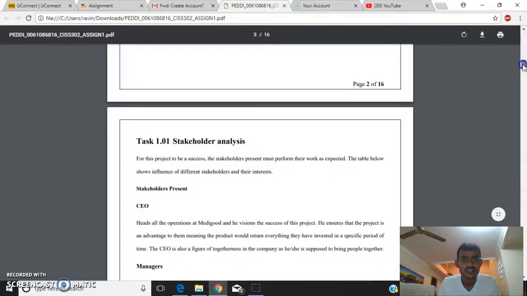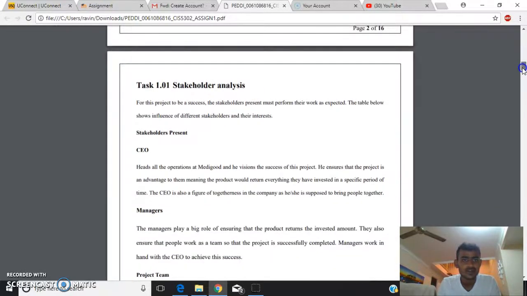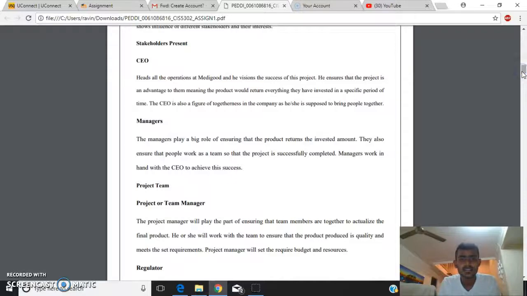First one is stakeholder analysis. In stakeholder analysis there are a few parts. Stakeholders present, actually: the CEO is the head of all the operations at Medigood, and his vision is the success of this project. And next, the managers play a big role in ensuring the product returns the investment amount.